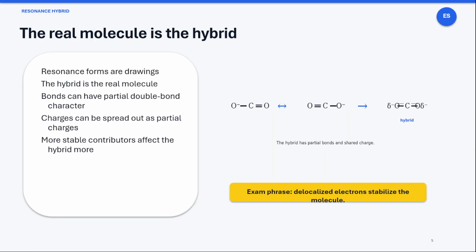Slide 5. The real molecule is called the resonance hybrid. This means the real structure is like a blend of the valid resonance contributors, but not always an equal blend. The more stable contributor affects the hybrid more. This is why resonance can explain partial bonds and partial charges. A key exam phrase is, delocalized electrons stabilize the molecule.